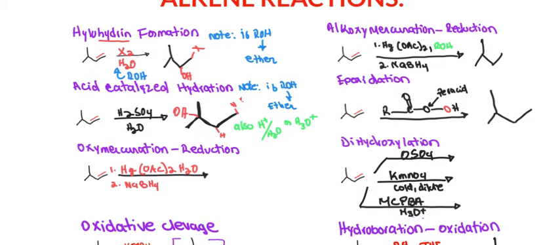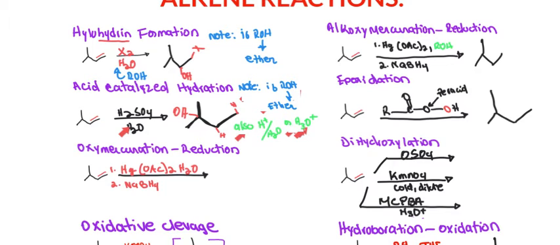Please note that with ROH, or an alcohol, if you have an alcohol in water, you're going to produce an ether. Also, you can see this reaction in the form of hydrogen in water or an acid in water. Remember that this H3O is a strong acid in water. As I mentioned before, most of the reactions for alkene are Markovnikov.